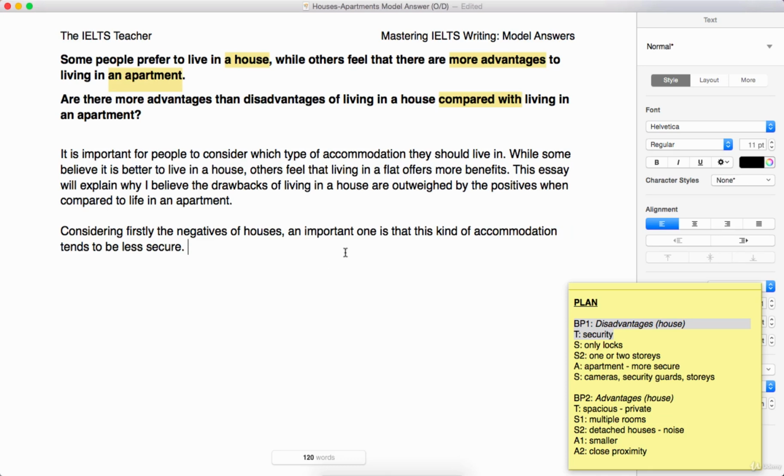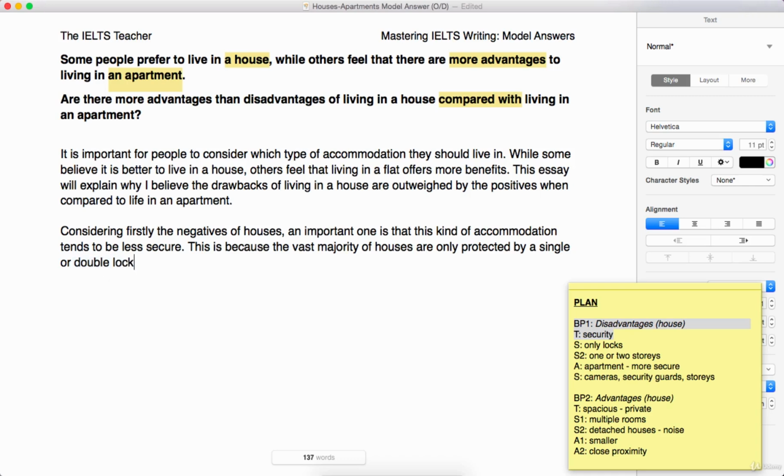So considering firstly the negatives of houses, an important one is that this kind of accommodation tends to be less secure. Why is that the case? We can say this is because, usual starts here. You don't even need this, but it's nice to add it in. This is because the vast majority of houses, and I feel quite secure saying this, quite confident, it's not an overgeneralization, I think it's generally the truth, are only protected by a single or double lock.